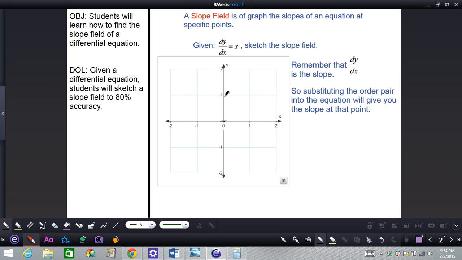Here, the x value is still 0. I plug in 0, I get 0. Here, same thing. Here, same thing. And here, same thing. Okay, now let's go to these points.